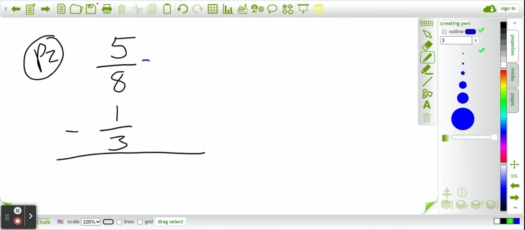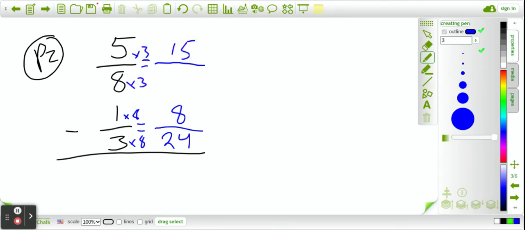All right, I can see 2 uncommon denominators, which means I have different size parts. I have thirds and eighths. Thirds and eighths, I'm going to go with 24 as my common denominator. 15 minus 8, because I only subtract the numerators.